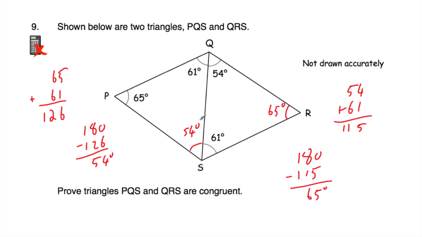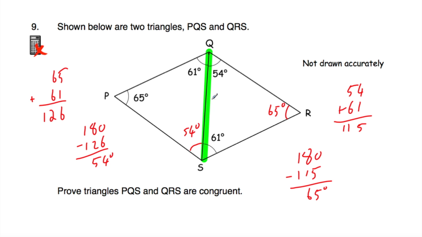We can now see that all three angles are the same in both triangles. Now that doesn't prove they're congruent to each other. It proves they're mathematically similar to each other, so they may be enlargements of each other. But also there's one other thing that I noticed here. I've also noticed that this side here, QS, that side is shared. It's in both triangles.